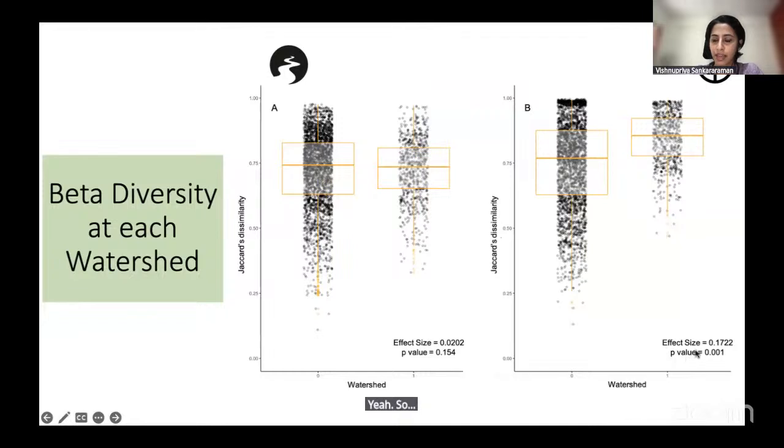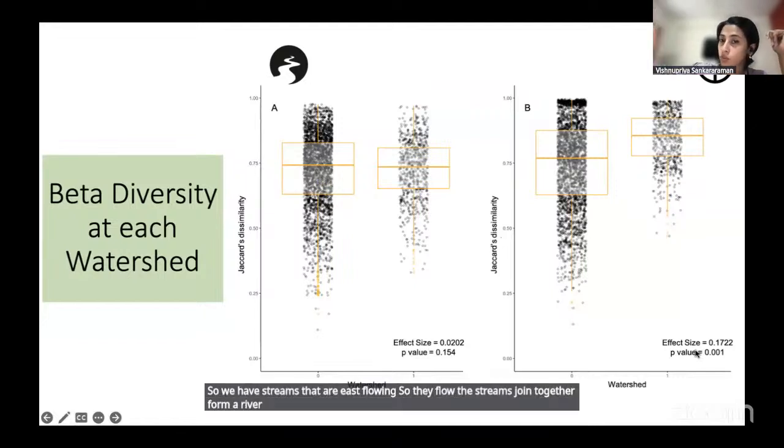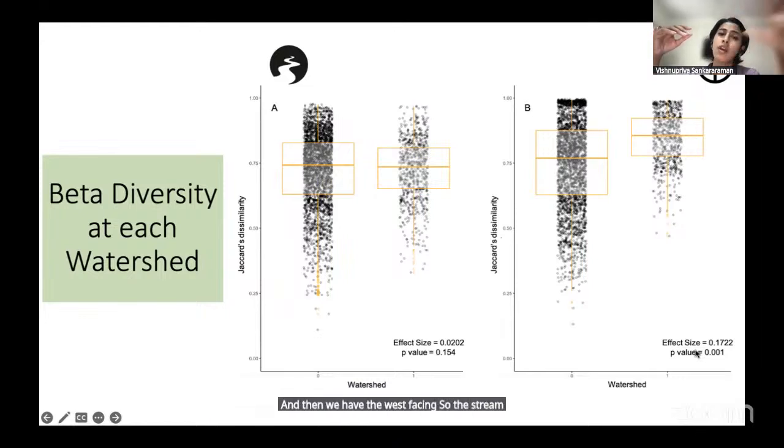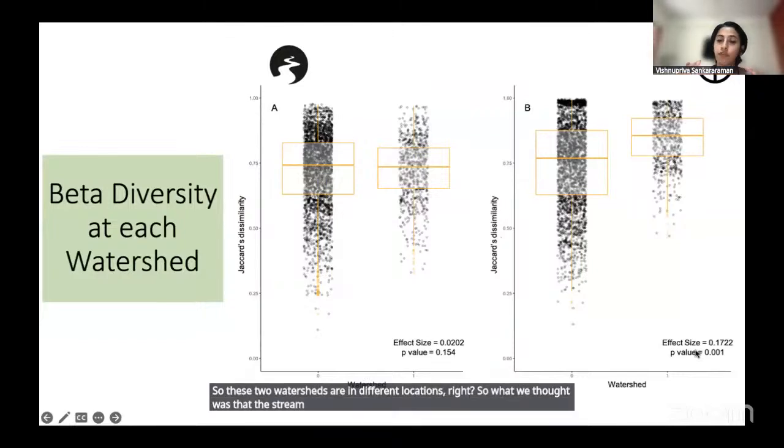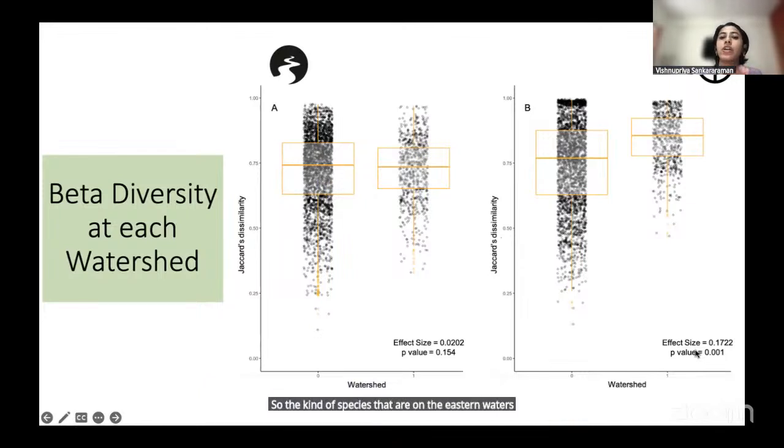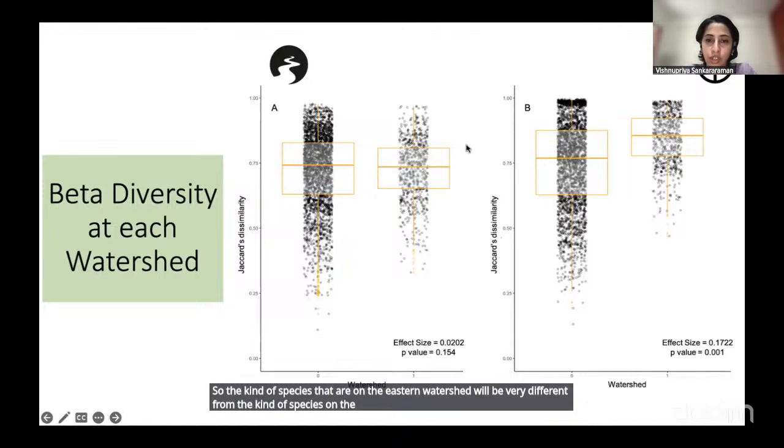Yeah. So basically, like I said, we have two aspects of this mountain range. We have streams that are east flowing. They flow, the streams join together, form a river, flow down into Tamil Nadu and flow east. And then we have the west facing. So the streams join, form rivers, flow into Kerala and then out into the Arabian Sea. So these two watersheds are in different locations, right? What we thought was that the stream frogs, because they're in two different watersheds, will be very different. So the kind of species on the eastern watershed will be very different from the kind of species on the western watershed. The figure on the left is looking at those stream frogs.